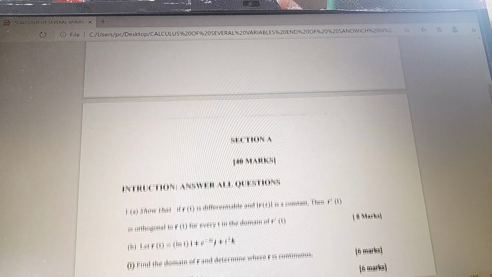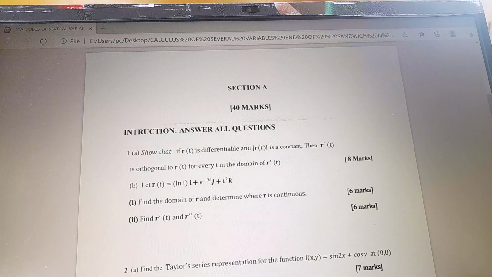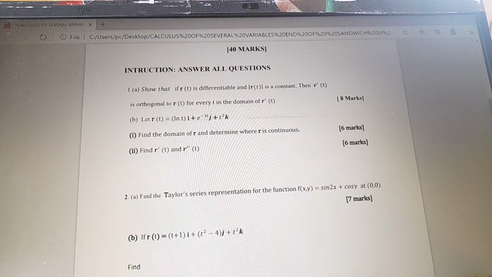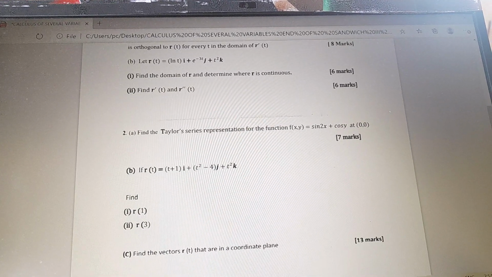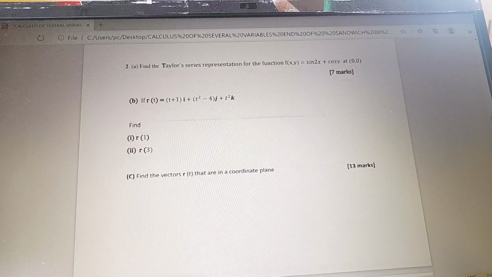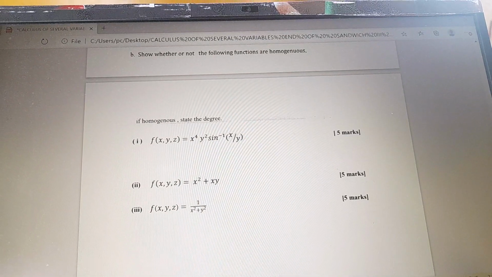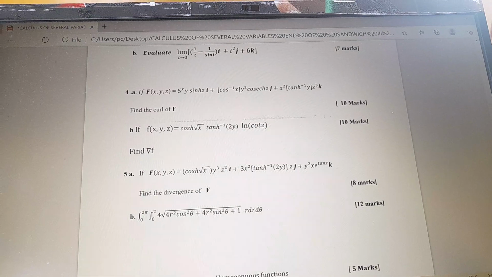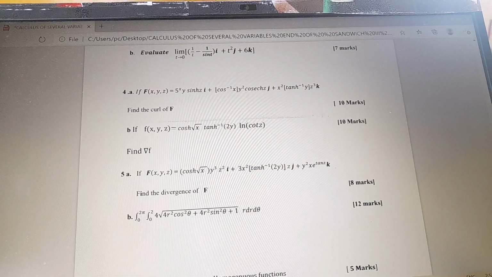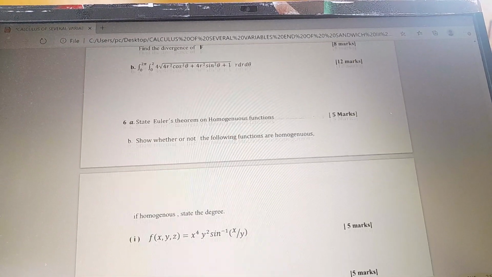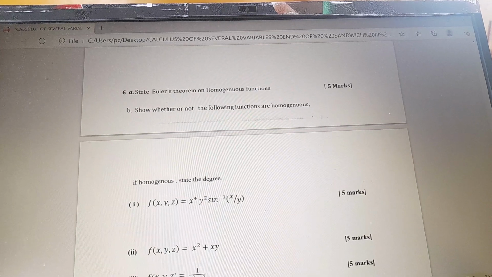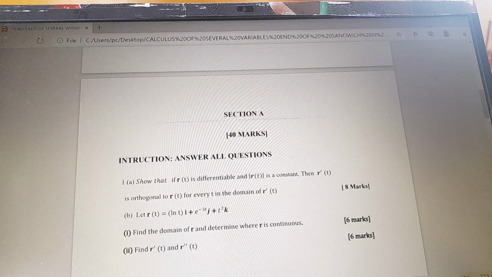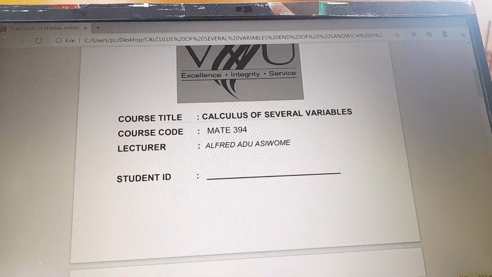Then section A, which is worth 40 marks. Students are supposed to answer all questions there. There are 2 questions for 40 marks, so each is 20 marks. Then section B, which has 4 questions, that's questions 4, 5, and 6. Students are supposed to answer 3 questions there for 60 marks. That means each question is 20 marks. So before the video ends today, we'll find solutions to all these questions. So watch the video till the end.